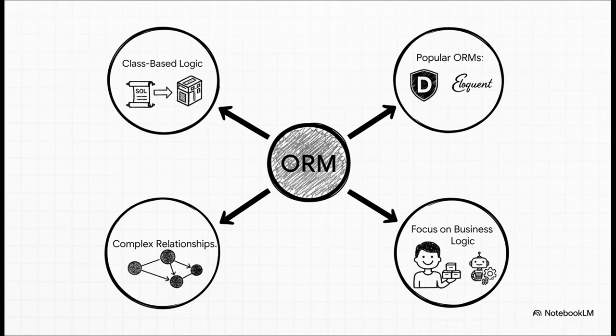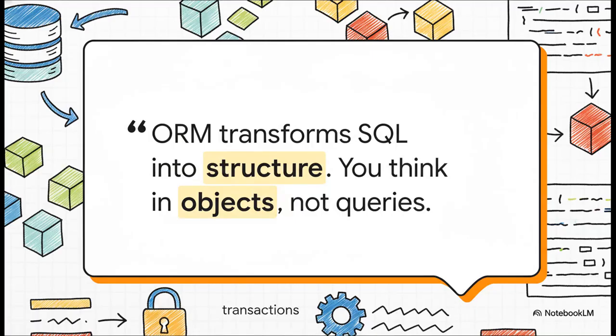In the PHP ecosystem, the most popular ORMs are probably Doctrine and Eloquent, which is part of the Laravel framework. They're incredible at handling complex relationships between data, and most importantly, they let you focus on building features, not on writing SQL. And that's the real shift in thinking. An ORM gives your data interactions a clear structure. You stop thinking about individual queries and start thinking about your system as a collection of related objects.